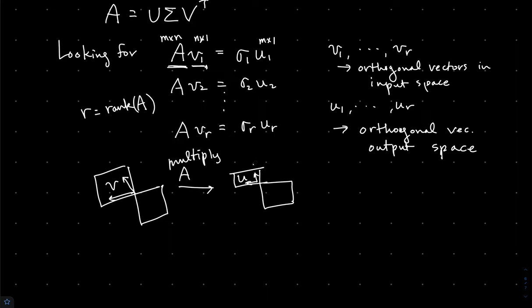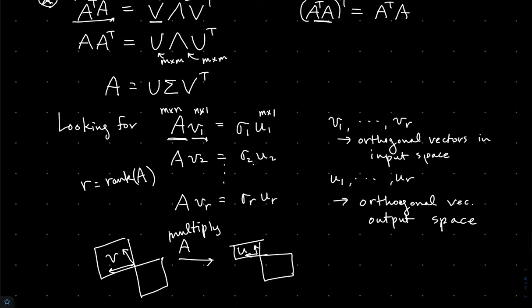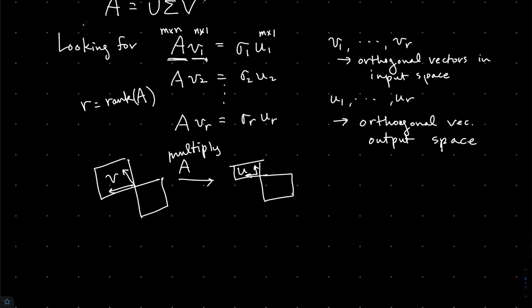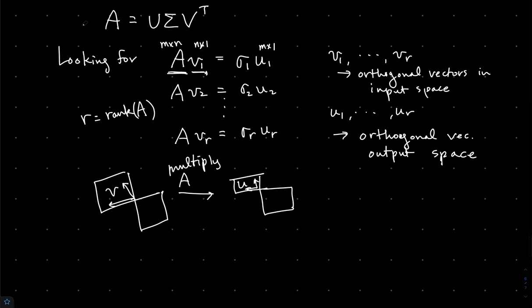So we are looking for these vectors. And how are we going to find them? We're going to use what we mentioned right here, the eigendecomposition of A transpose A. So let's use that. First, let's combine all of these equations into a matrix, just like we did for the eigendecomposition case.